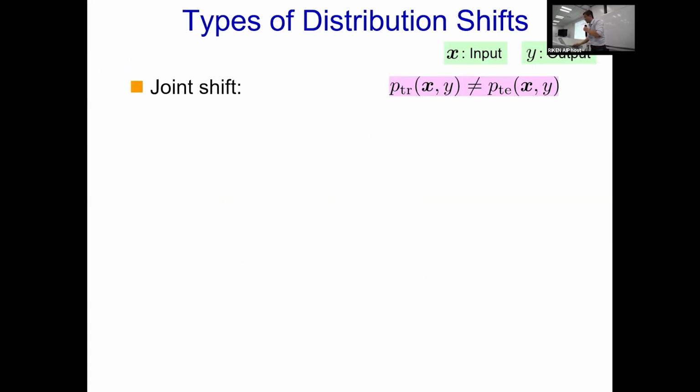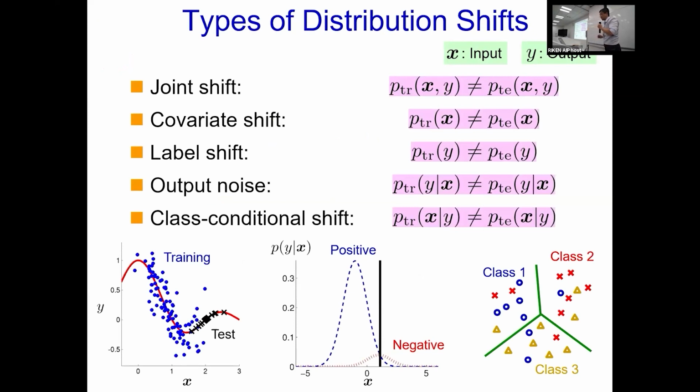But often we consider more specific problems. For example, covariate shift. Covariate is the name of the input variable in statistics, so covariate shift means P(X) changes between training and testing. It's a nice simplification of the problem. Another popular situation is called label shift or class prior shift, where P(Y) changes between training and testing. Basically, the class proportion changes.